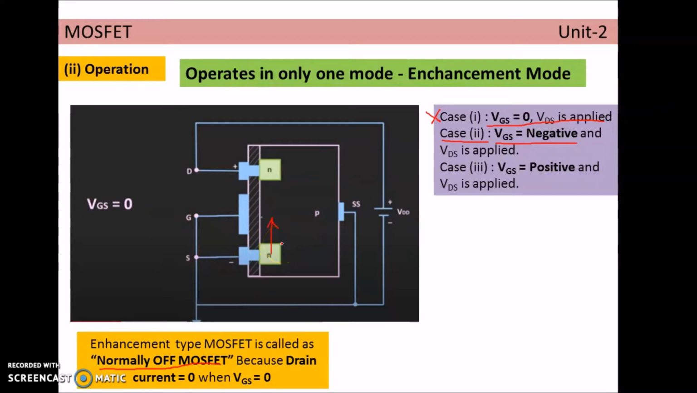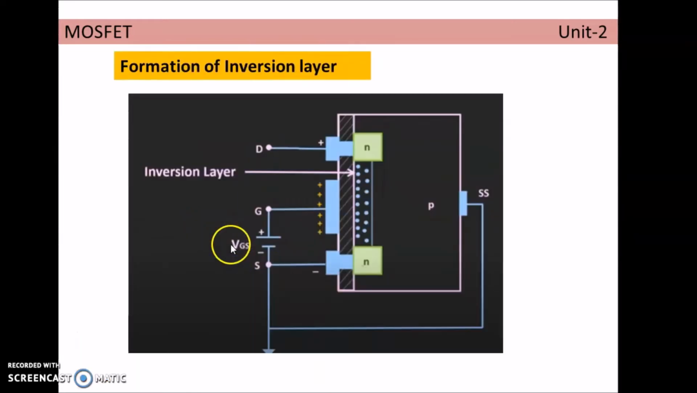So initially, first we will see by applying the VGS alone. VGS is taken as a positive voltage. So if VGS is positive, what happens is that the gate terminal becomes more and more positive, and as a result of this positive force, here the p-type substrate is there, which has majority carriers holes and minority carriers electrons.